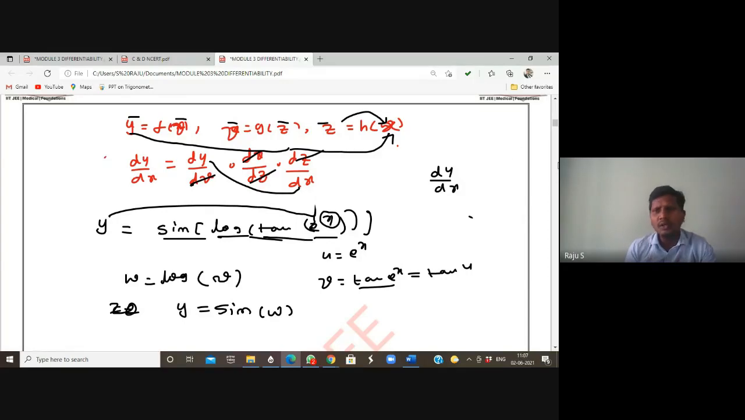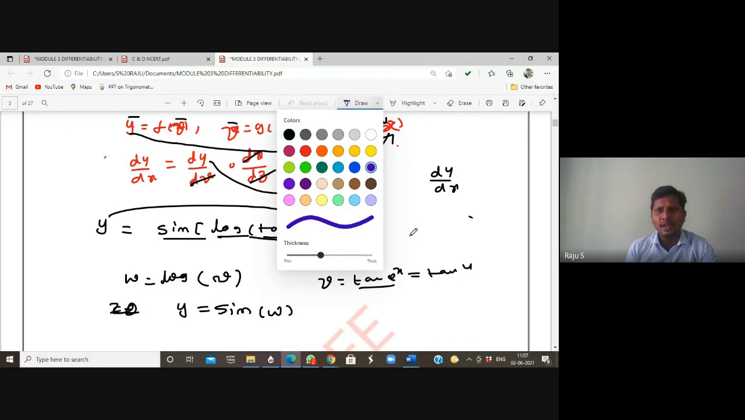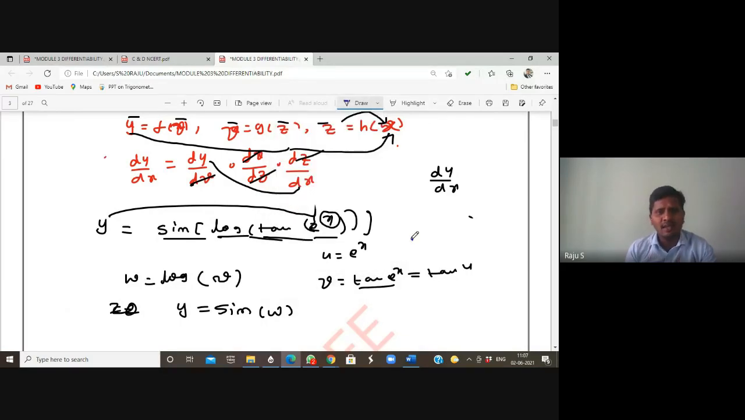For that, what to do here? Actually we can write directly also, but in NCERT we cannot write the direct answer, so e power x you can consider as u. Next tan will be there. The tan of this whole function we can consider as v. So v is equal to tan of e power x, where e power x value is u. So finally v value is tan u. Next log will be there. Log of this tan of e power x I want to take as w. W is equal to log v. So this total is w, then y is equal to sine w.